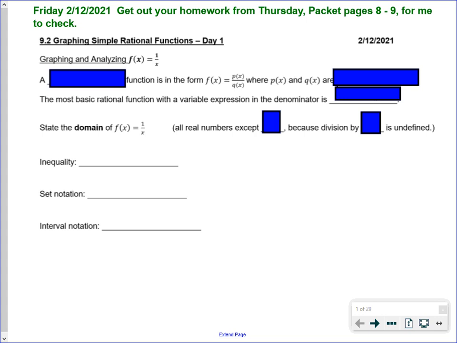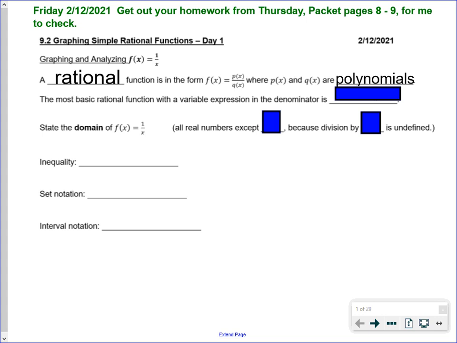So, a rational function is basically a polynomial all over a polynomial. So you have f of x equals p of x over q of x, and p of x and q of x are both going to be polynomials. So it's really just a function where you have a polynomial all over another polynomial.